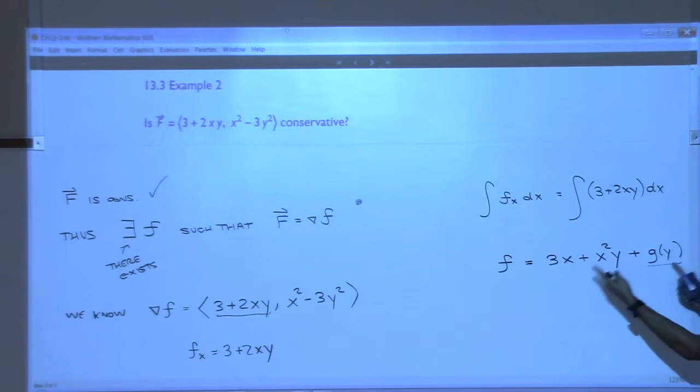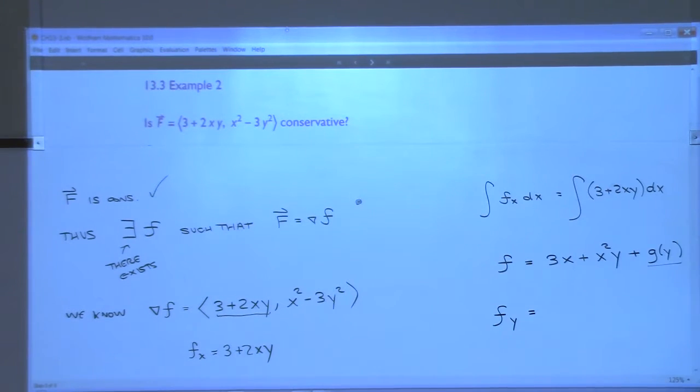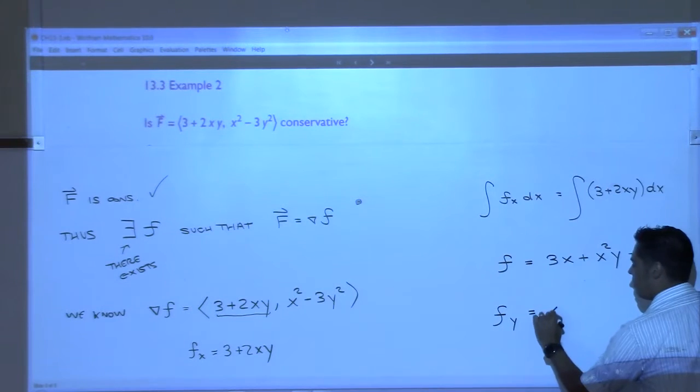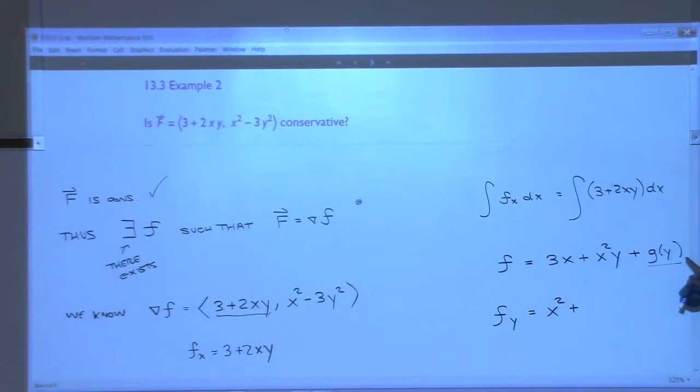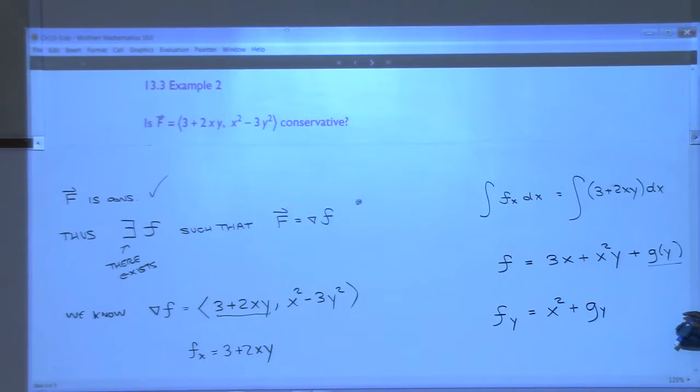So what I'm going to do is take this, and I'm going to take the partial of it with respect to y. Okay, take the partial with respect to y. Let's see what happens. Nothing? X squared plus the derivative of this with respect to y, right? I'm going to write that as g subscript y. I could go g prime y, but I'm just going to go g subscript y.